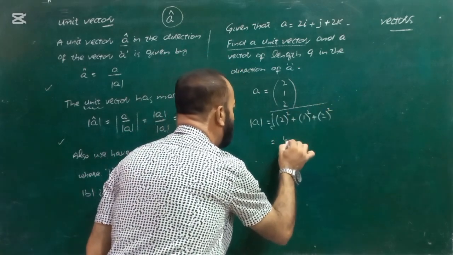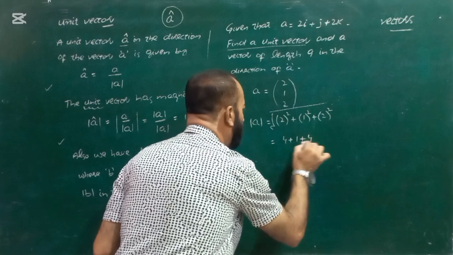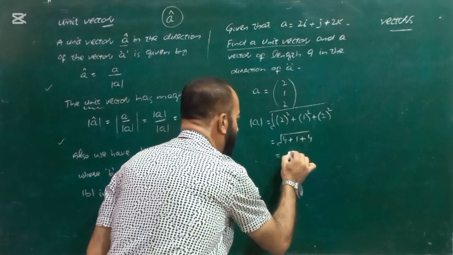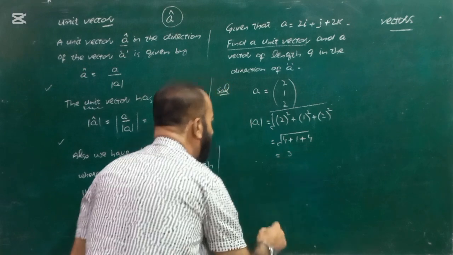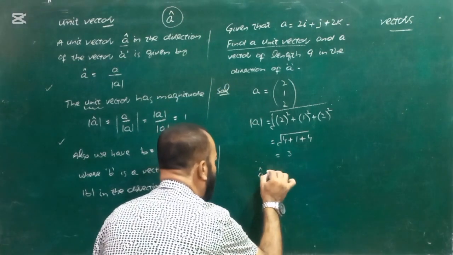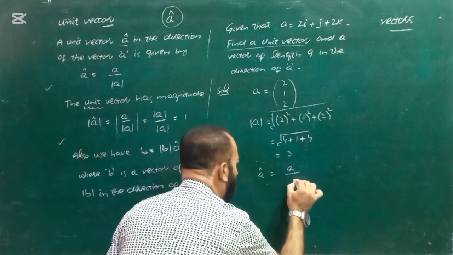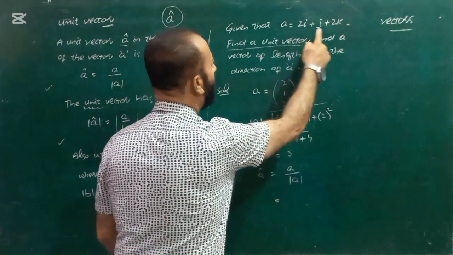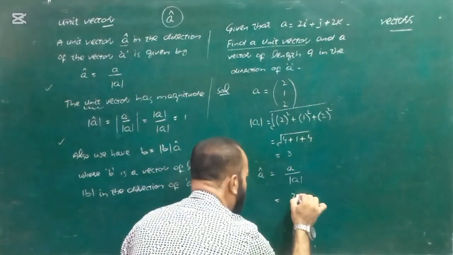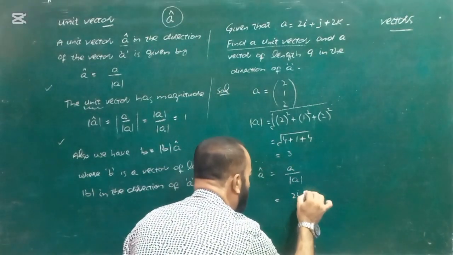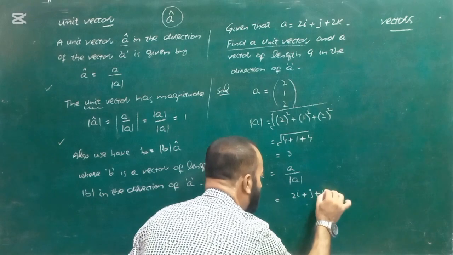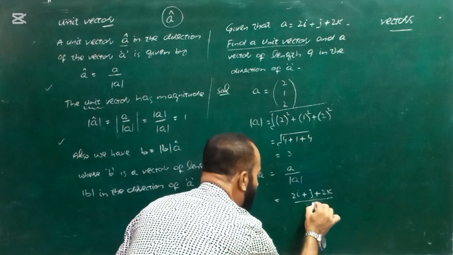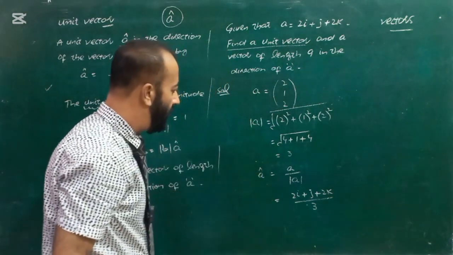So that will be equal to 4 plus 1 plus 4. So that will be equal to 4 plus 4, 8 plus 1, 9. So 9 square root is 3. And now the unit vector, A cap, is equal to A vector over A magnitude. A vector is 2i plus j plus 2k, and A magnitude is 3. So this is the unit vector.